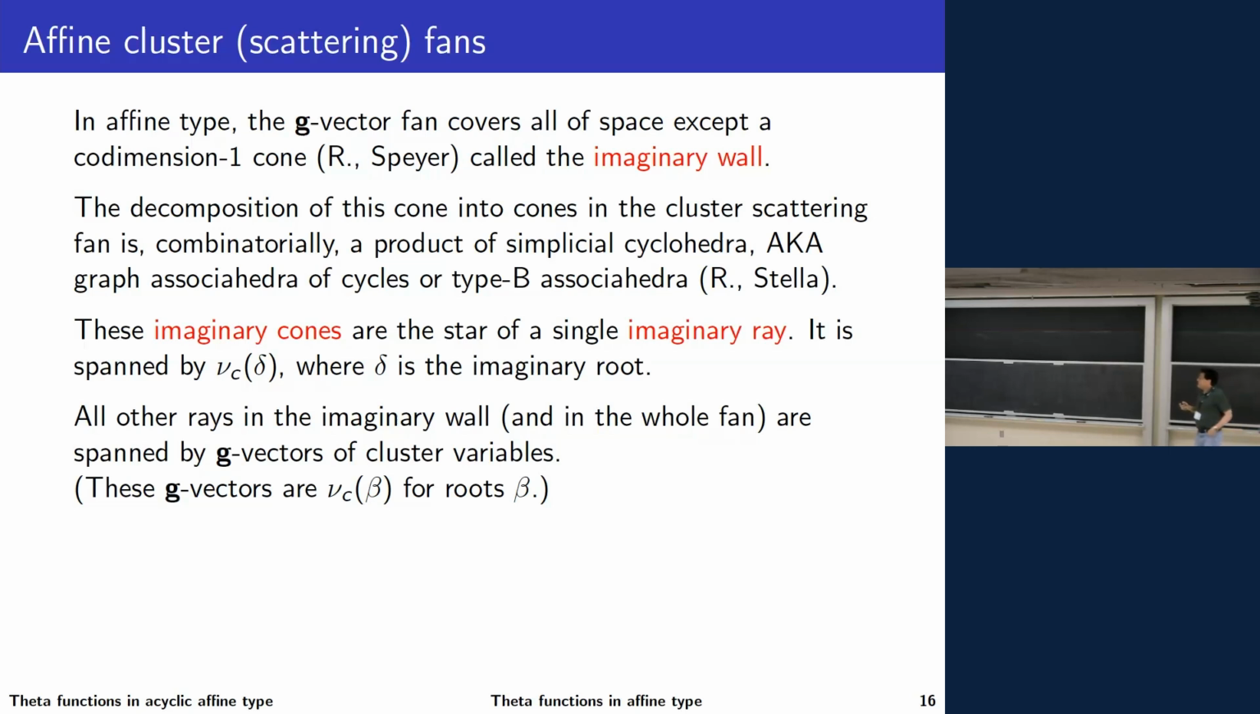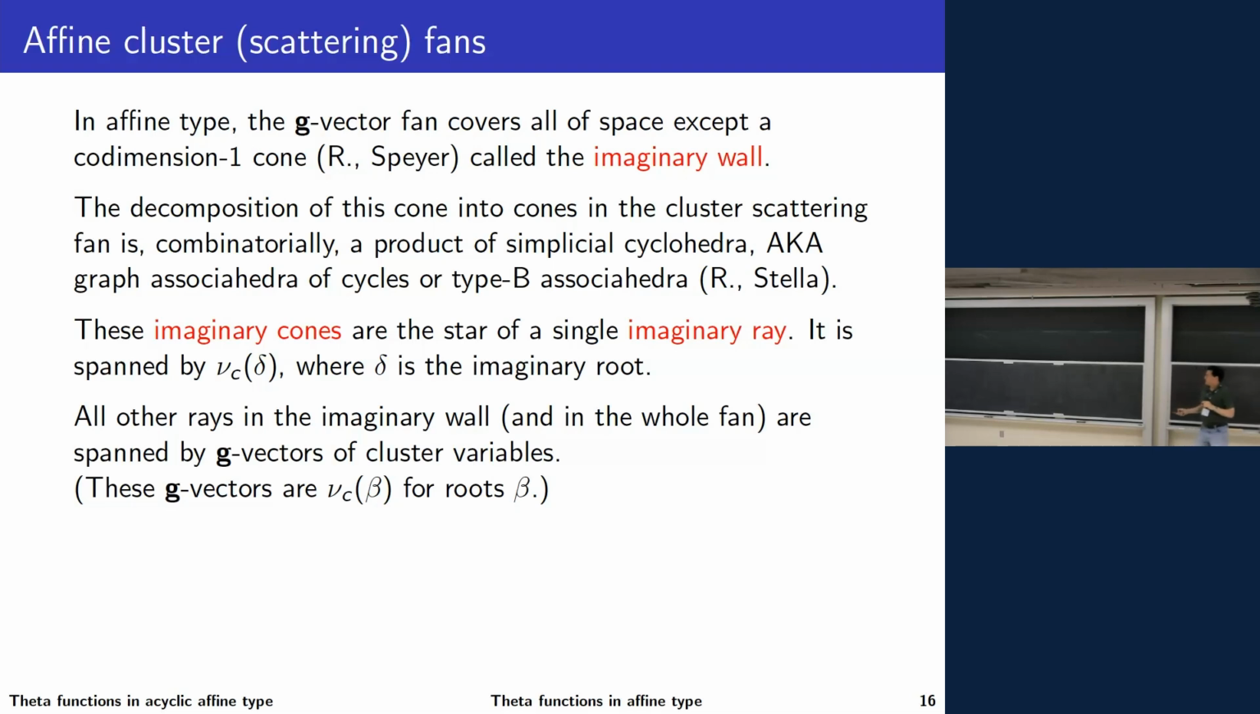But there's also this cone, it's outside the G vector fan, but there's a decomposition of it into cones, right? The maximal cones in this decomposition, of course, are codimension 1 in the big space because it's already a codimension 1 cone. And combinatorially, the cones in that imaginary fan are a product of cyclohedra, type B associahedra, if you like. All those imaginary cones in the imaginary wall are the star in this cluster scattering fan of one ray, which is called the imaginary ray.